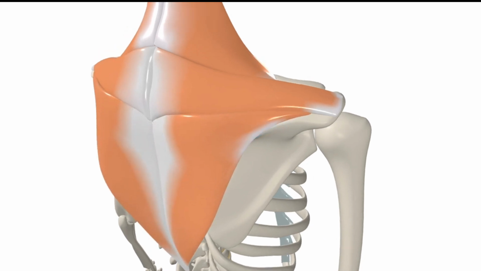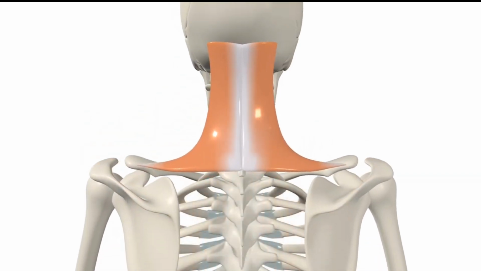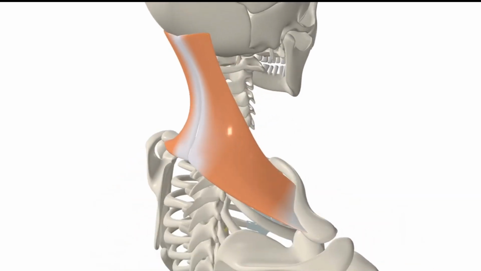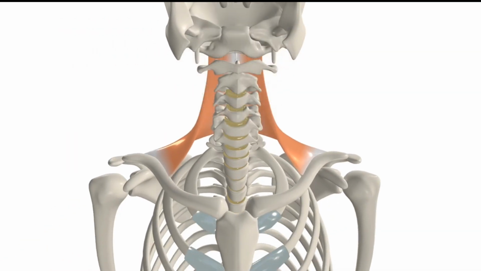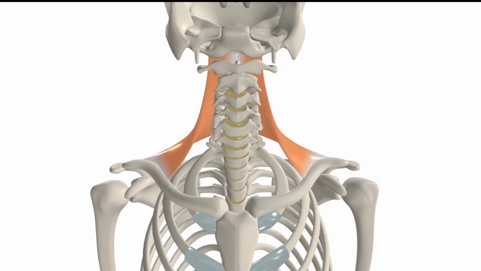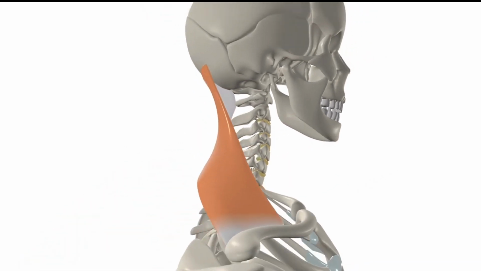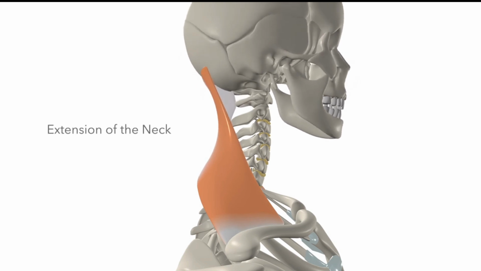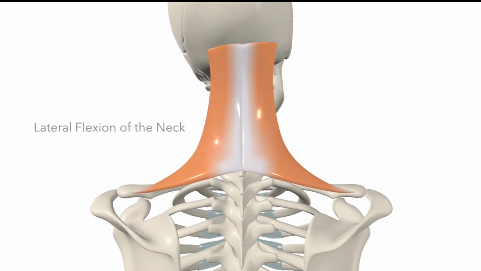In terms of the actions of the trapezius, the superior fibres elevate the point of the shoulder when the head is fixed in position, contracting to bring the lateral third of the clavicle toward the midline of the body. If the shoulders are fixed, the superior fibres draw the head directly backward, performing extension of the neck. Or if only one side of the superior fibres contract, the head is drawn to the corresponding side, lateral flexion of the neck.